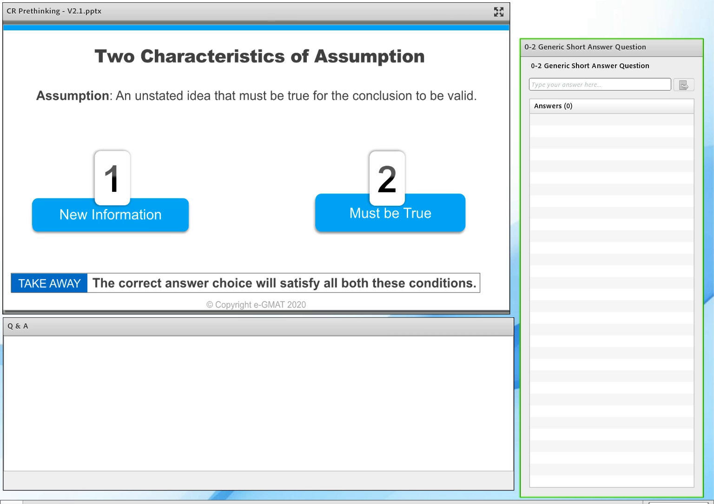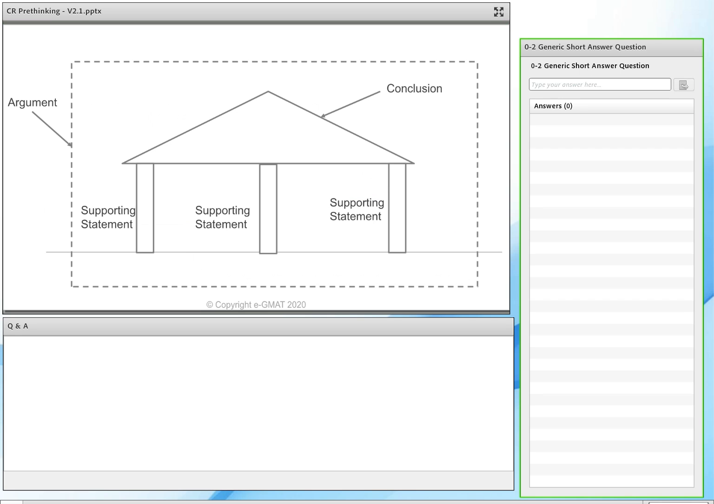So what this translates to, and I want you to write down this definition. I'm going to ask you to write down 3 things in this webinar. This is the first of those 3 things. This definition: an unstated idea that must be true for the conclusion to be valid. So the correct assumption, or the correct answer for you, because you'd be solving a multiple choice question, will have 2 attributes. One is it will provide new information, which comes from the unstated part. And the second is it will satisfy that must be true condition. Now I want you to visualize what that must be true means, and to do that, we're going to talk about the argument being this house.